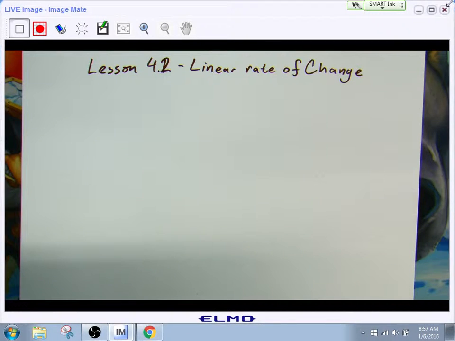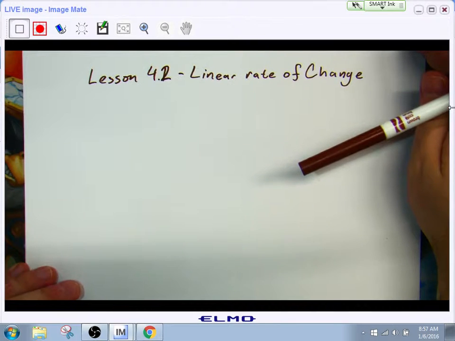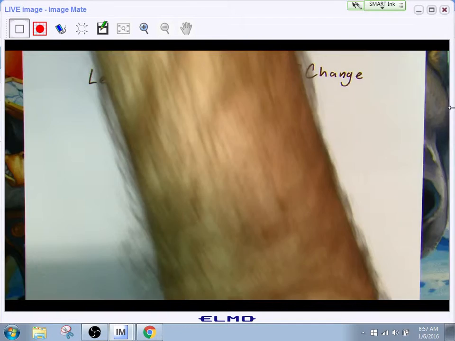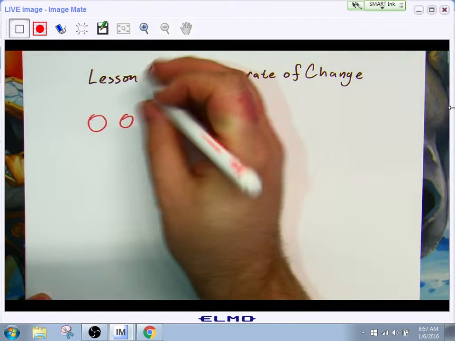All right, we're going to do lesson 4.2, linear rate of change. I want to talk about one of my favorite examples that I use whenever I talk about solving math problems, and that's how we're going to the store. Sometimes I recommend that you go to the store on a bicycle, right?